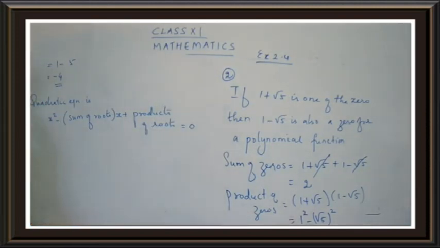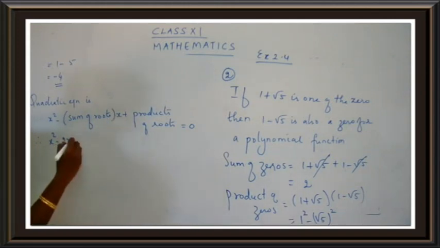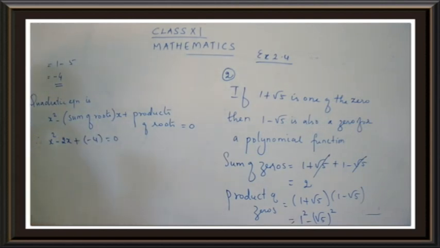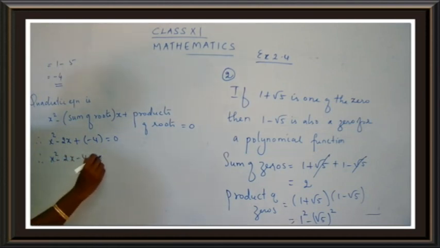What is the quadratic equation? x square minus sum of roots the whole x plus product of roots equal to 0. Now we have already found the value for the sum of roots and also the product of roots. So just write down here: x square minus sum of roots 2x plus minus 4 is equal to 0. I am talking about a quadratic equation. So this is x square minus 2x minus 4 is equal to 0.